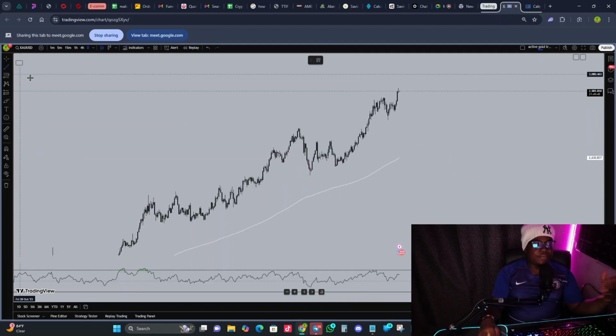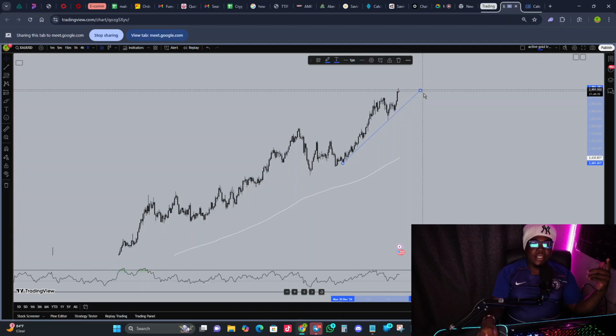So the strategy: first thing, start on the daily and identify the trend. We identify the trend via trend lines, right? Once the market stays above your line, you're essentially looking for the particular trade, whether it be buys or sells, right?